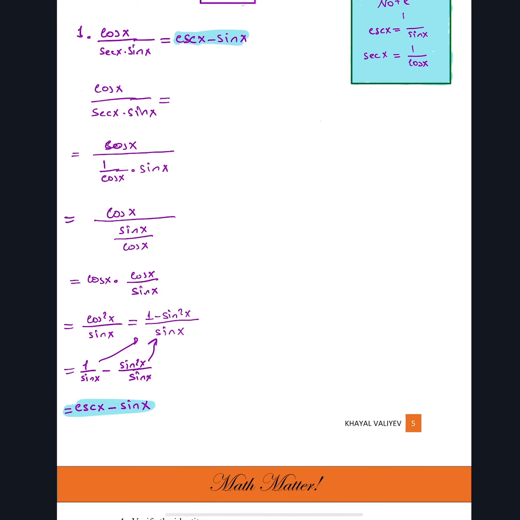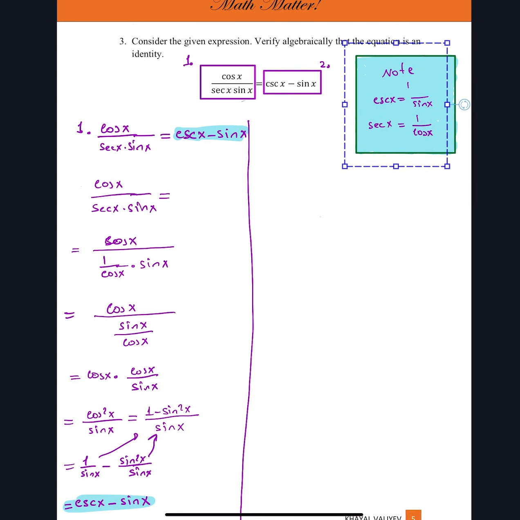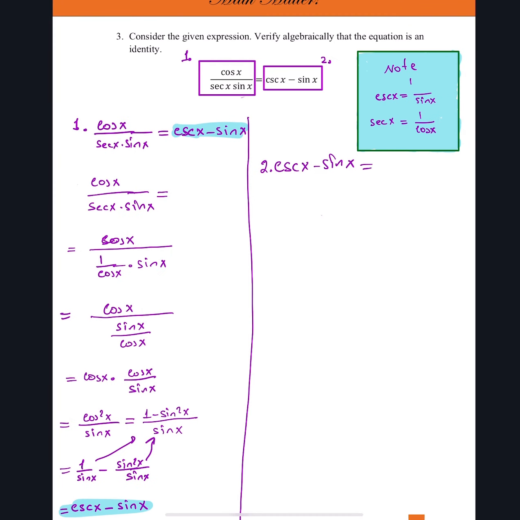It was equal to, okay, basically I will verify that. Okay, this is enough to get your marks. But let's try to do the second part. What if I want to consider the second part? I'm talking about the right hand side. How am I supposed to write this? This is the second part, cosecant x take away sine x equals the first part. Okay, let's consider it.